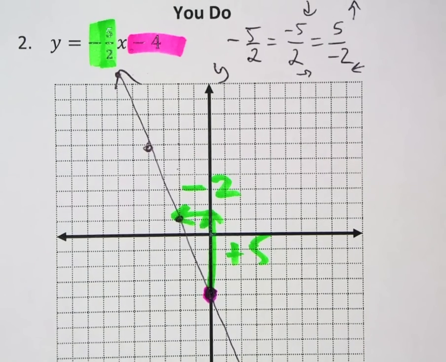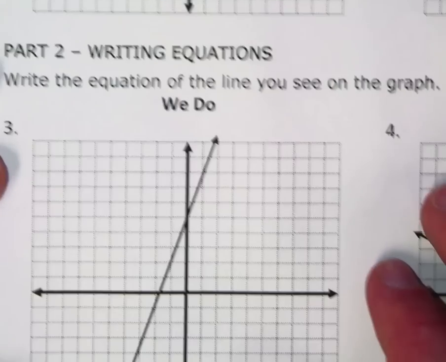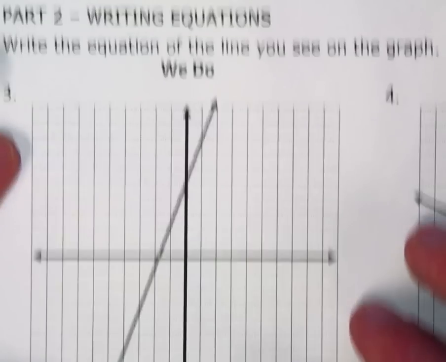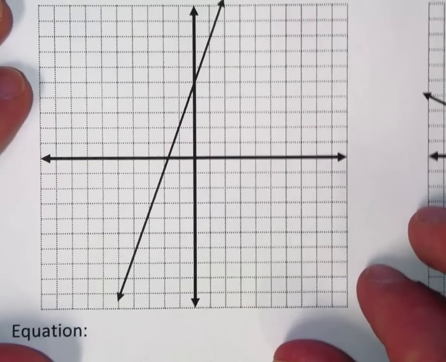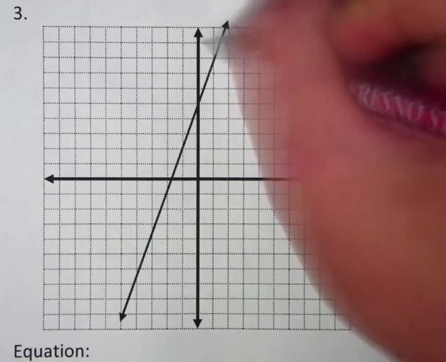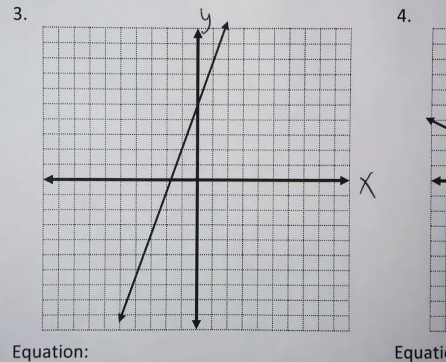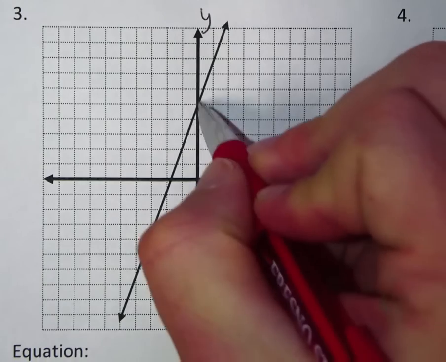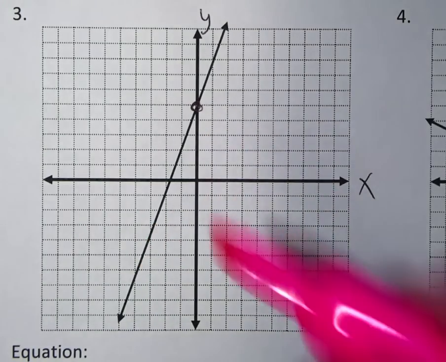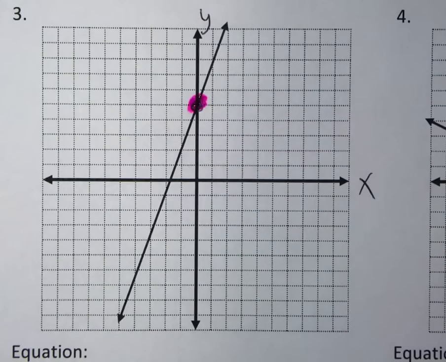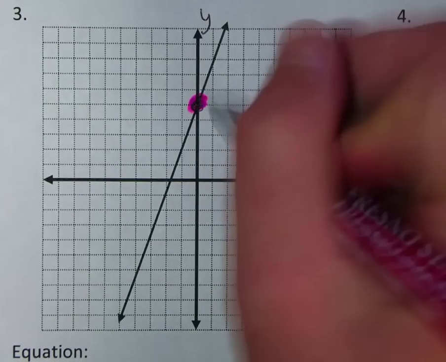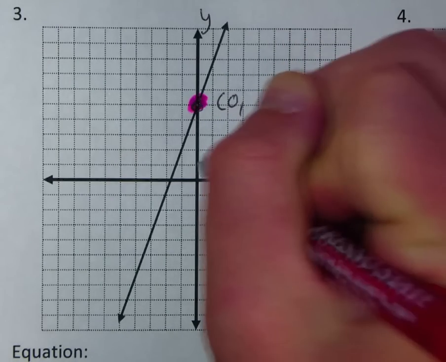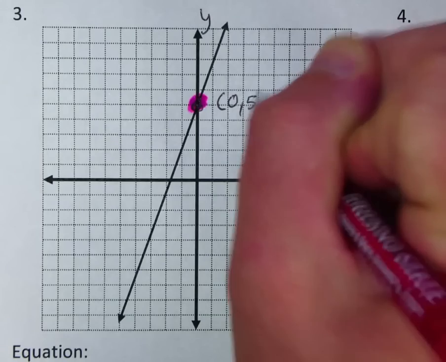Let's reverse the process now. Let's try and write the equation from the graph. So I'll do one, and then you can do one. This is my y, my vertical. This is my x, my horizontal. Let's go find the y-intercept first. Here it is. That happens to be at 0, 1, 2, 3, 4, 5.